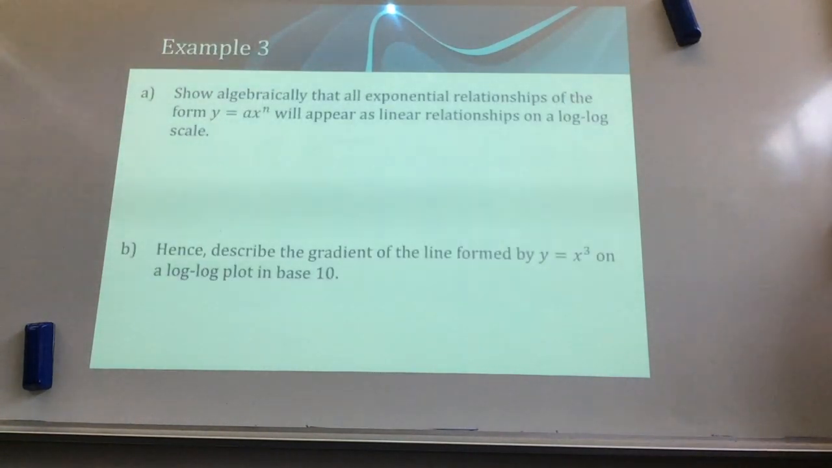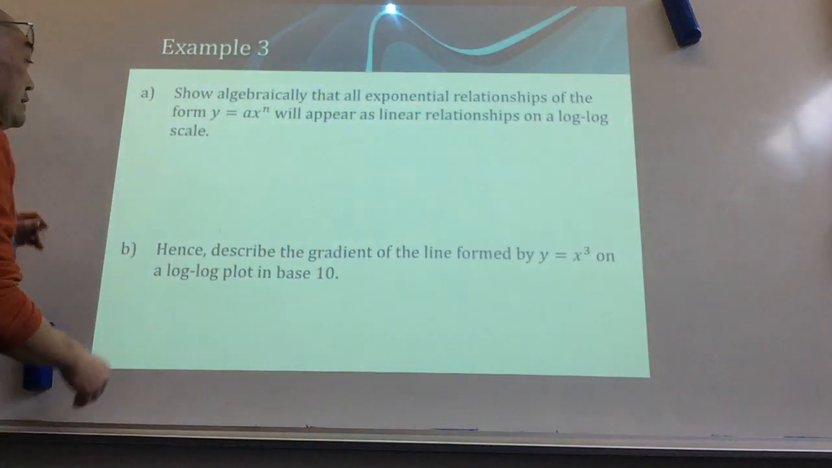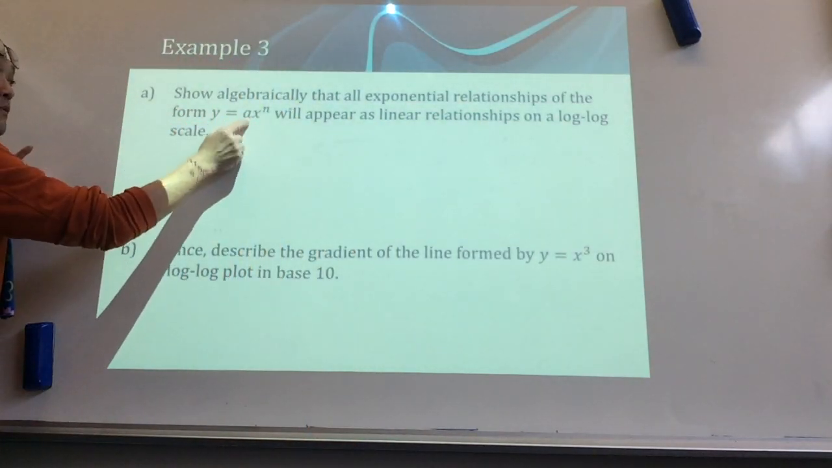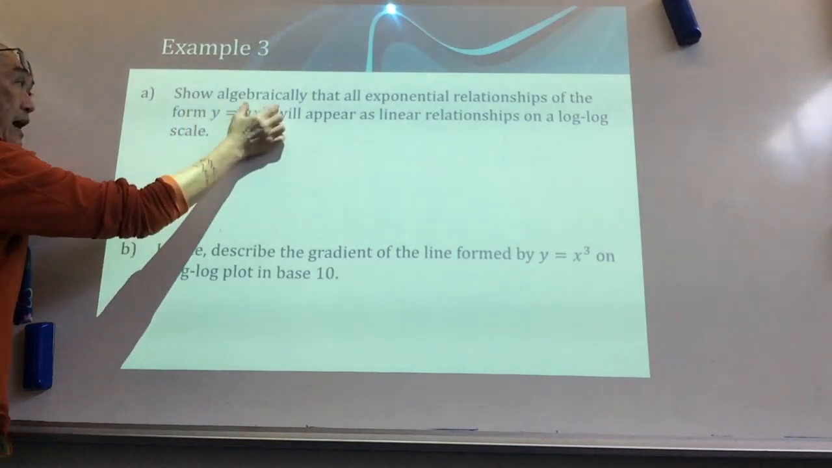Now, example 3 this time: can you show algebraically that all exponential relationships of the form y equals a x to the power n will appear as a linear relationship on the log-log scale? Because you're looking at a log scale, what you really need to do in this situation is take log on both sides. You need to take log of the left-hand side and log of the right-hand side.